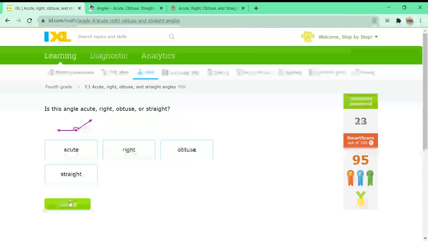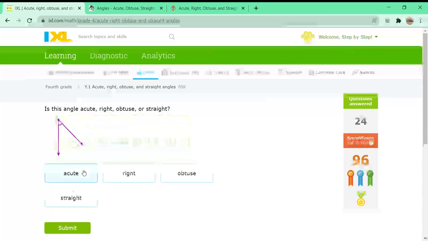Well done. Is this angle right, acute, obtuse, or straight? Well, it's definitely obtuse because it is more than a right angle and less than a straight angle. So it's obtuse.